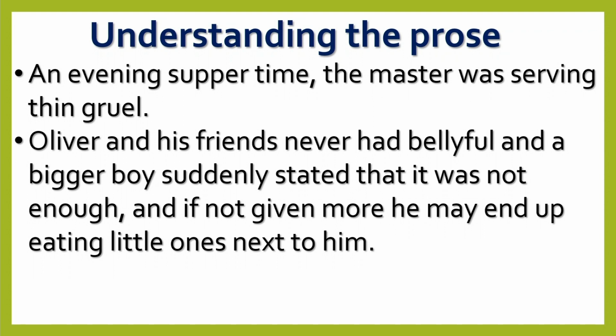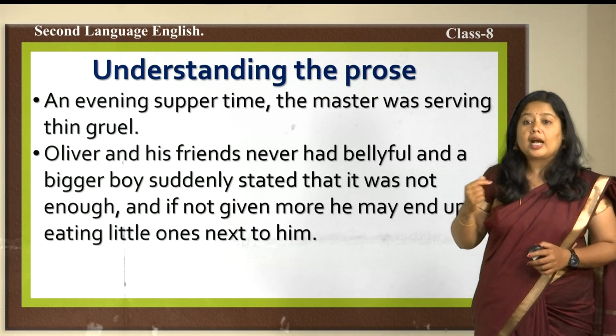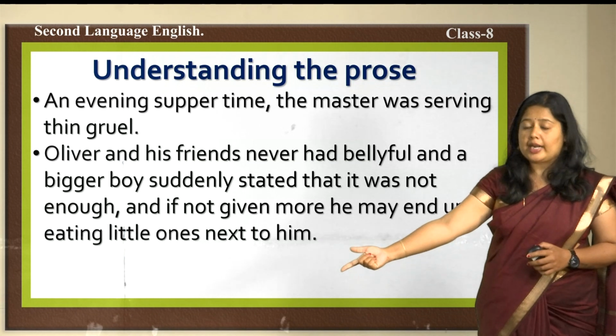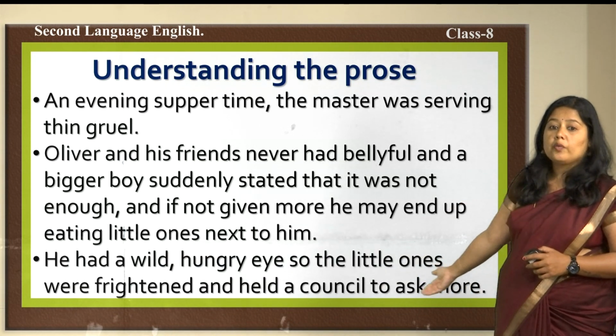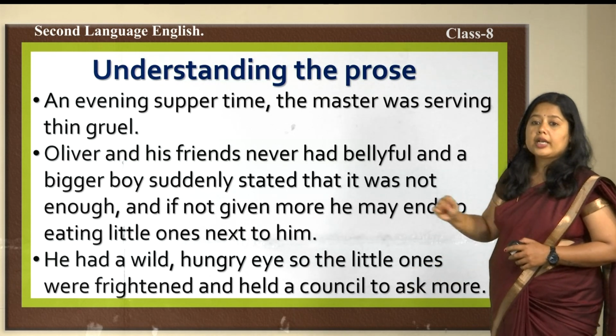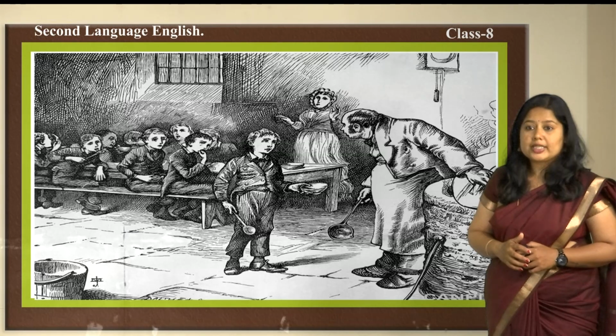So, children, when compared to the elders, kids will have a very good appetite or hunger rate. So, obviously, one of the big boys out of the group might have thought that he should have more gruel. So, what did he say? You give me more gruel or else I will eat the boy next to me who is standing in the line. He had wild hungry eyes, so the little ones were frightened and held a council to ask for more. Children next to him standing, now look at this picture, I will tell you.